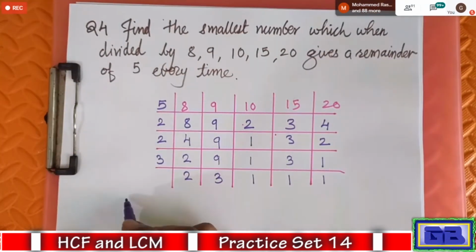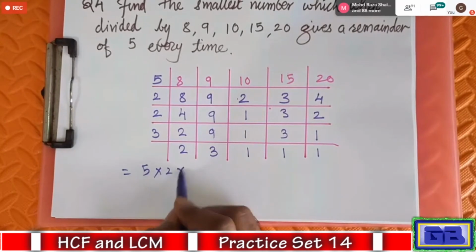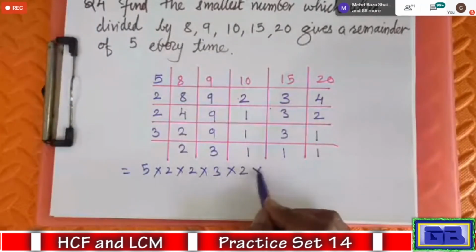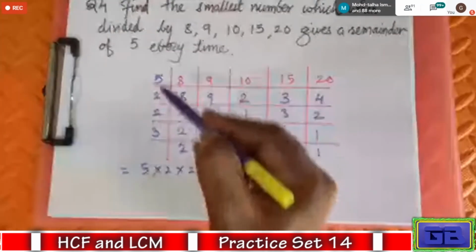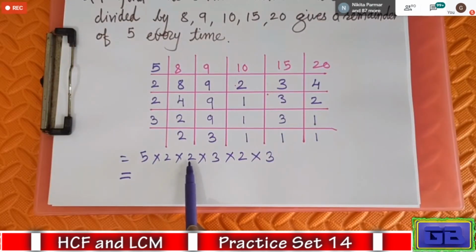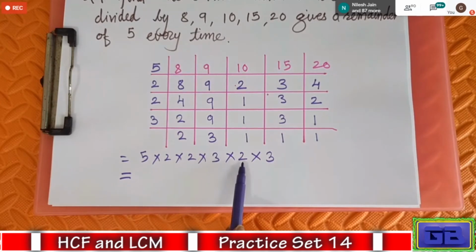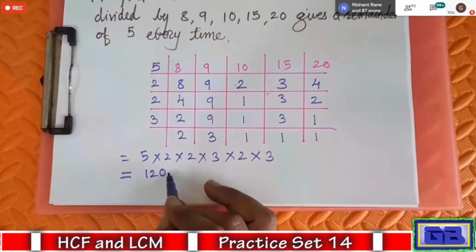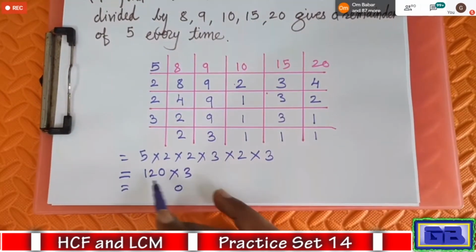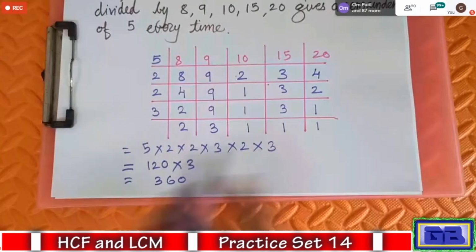Take these numbers down in the multiplication form. 5 into 2 into 2 into 3 into 2 into 3. Now 5 twos are 10, 10 twos are 20, 20 threes are 60, 60 twos are 120, multiply by 3 we will do. 360. 3 zeros are 0, 12 threes are 36. 360 is LCM.